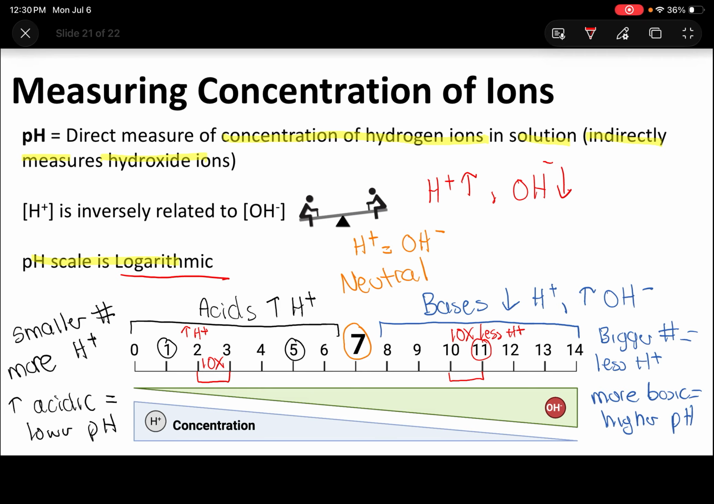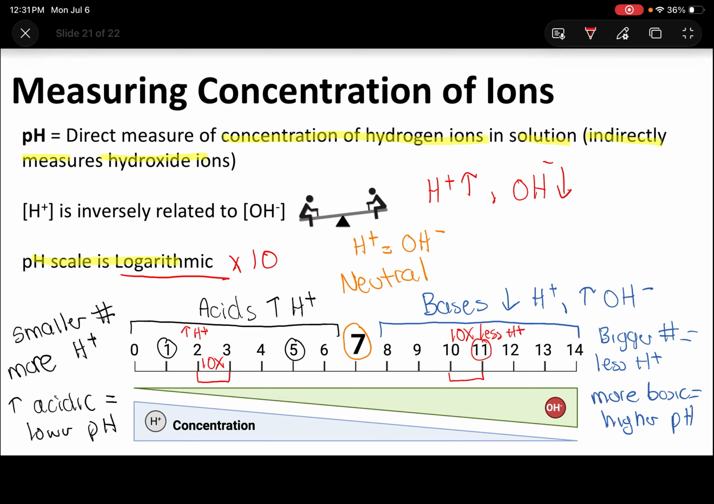Remember, as the number goes up, the less hydrogen ions a solution has. Remember, these steps on the scale are by 10. That's why we call it logarithmic. So acids have lower pHs, more hydrogen ions. Bases have higher pHs, have less hydrogen ions. And again, this can be confusing because the numbers get smaller, meaning more acidic, and more basic means the numbers are higher. So just make sure you practice with that idea.